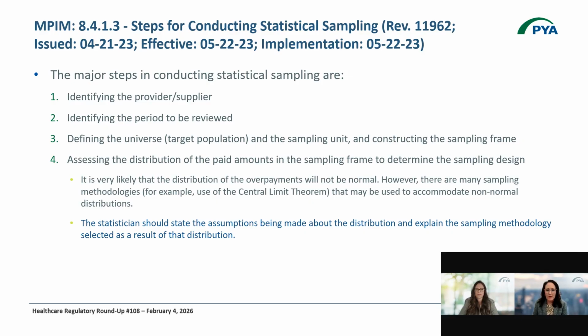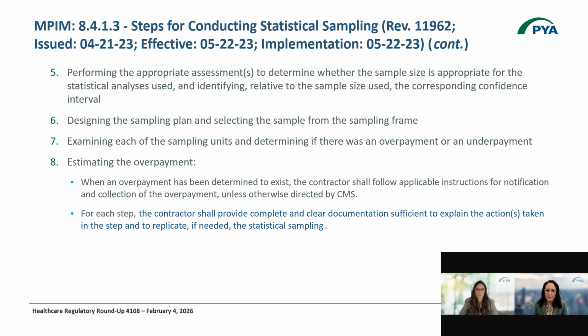But then this blue part here, the statistician should state the assumptions being made about the distribution and explain the sampling methodology selected as a result of that distribution. Again, it's talking about describing the methodology all the way through the process. So if these are areas where you would not have the skill set to do this, you want to outsource that or identify people that can do that internally with your team, so that you can ensure that you're following these steps.